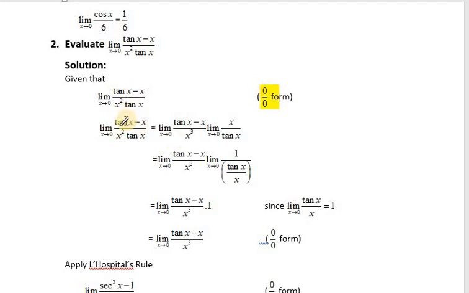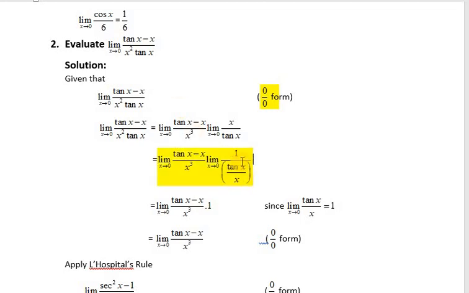Now we are rearranging this equation as follows, that is tan x minus x by x square tan x can be written as limit x tends to 0 of tan x minus x by x cube, and limit x tends to 0 of x by tan x. See, 1 x gets cancelled, so x square is written as x by x cube. Now the limit x tends to 0 of tan x minus x by x cube, and limit x tends to 0 of this x in the numerator has been taken to the denominator.